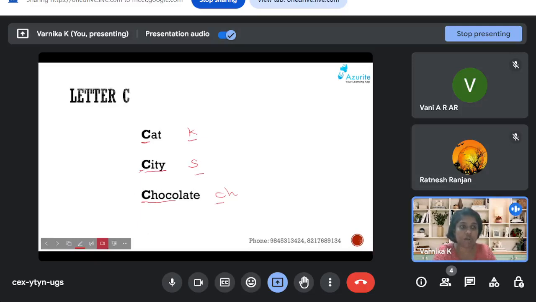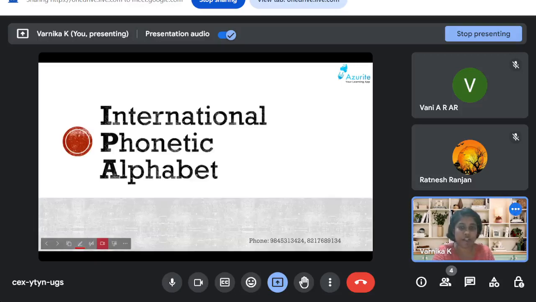So how do you know which one to say? Why can't I read this as sat with the S, right? Or why can't I say chart, with the CH? So how do I know how to read that word? So to avoid this confusion they have made the International Phonetic Alphabet. In short, it is called IPA.